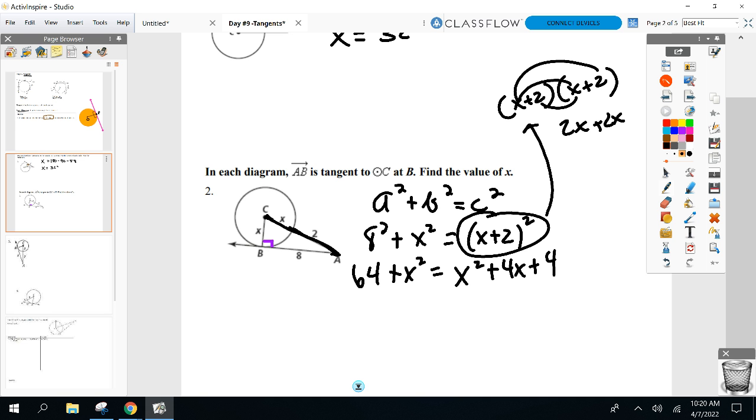When I do move the X squared over, what's going to happen? They're gone, right? Does everyone agree? No matter if I move this X squared over to the left or this one over to the right, they're going to cancel. Everyone agrees? So I'm going to be left with 64 equals 4X plus 4. X squareds are going to cancel. Can we solve that now?